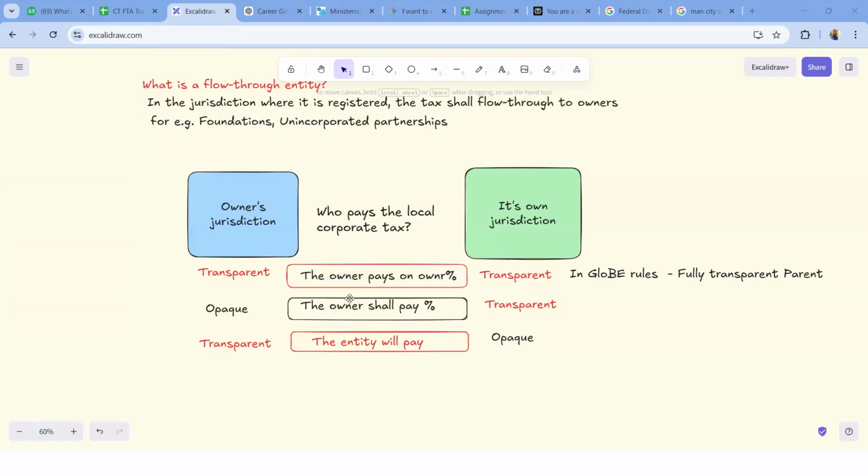Now let's try this one. It is a flow-through entity, but not a fully transparent entity.